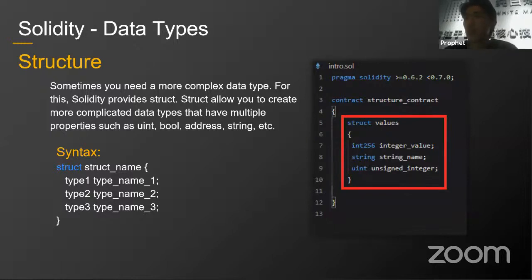The structure data in the Solidity file should be defined by the struct keyword, and we use curly braces to define the struct. We can put the variables that we want to store in the student information in the curly braces. Like here, we put an integer, and we put a string, and we put a uint. So if we want to store something with different types of declaration, we can use the structure.